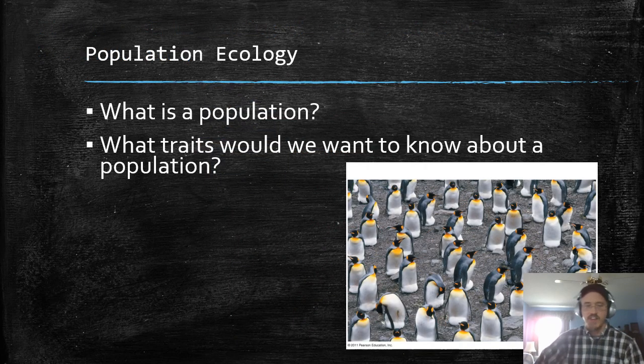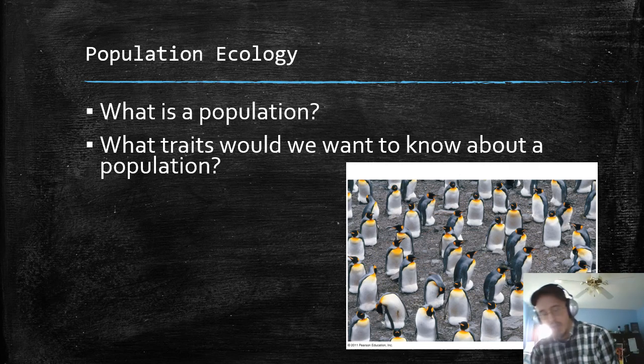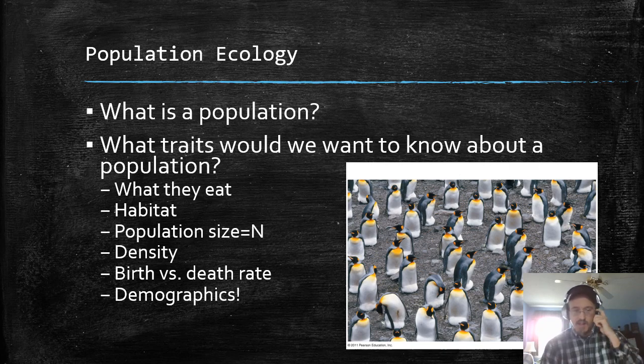So population ecology. What is a population? I think you know that. Make sure you can define that. What traits would we want to know about a population? So you are a scientist sent to study some penguins. You might ask yourself a few questions. Hey, what do these penguins eat? When do they mate? What eats the penguins? How many babies do they have when they do mate? These are different questions you might ask. How dense is the population of penguins?